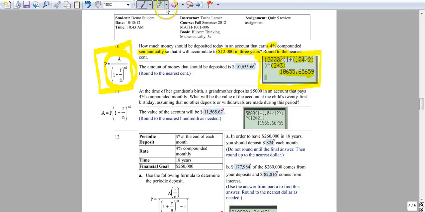That 5 rounds up to a 6 because of the 6 that comes after it. So $10,655.66.